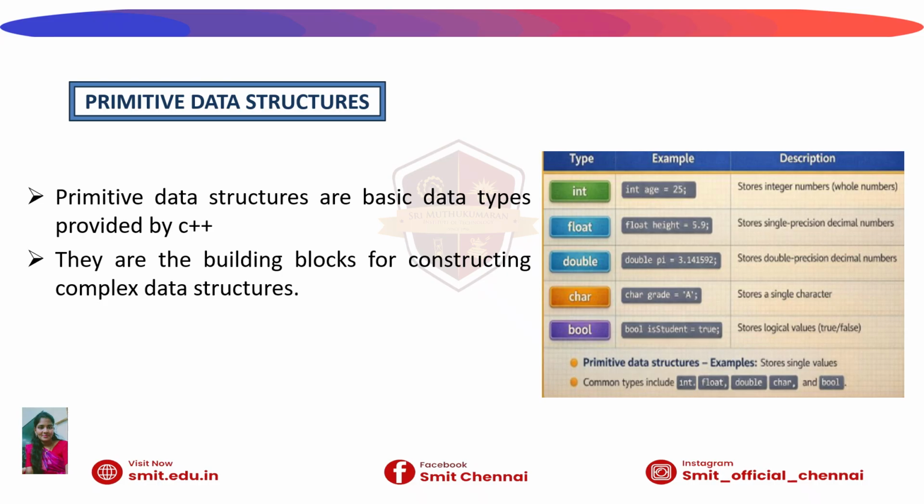This image shows examples of the primitive data structures: int, float, double, char, bool. Int is used to store integer values, float is used to store decimal values, double is used to store double precision decimal numbers, and char stores a single character value. So these are the common data types. Let us move to the next slide.